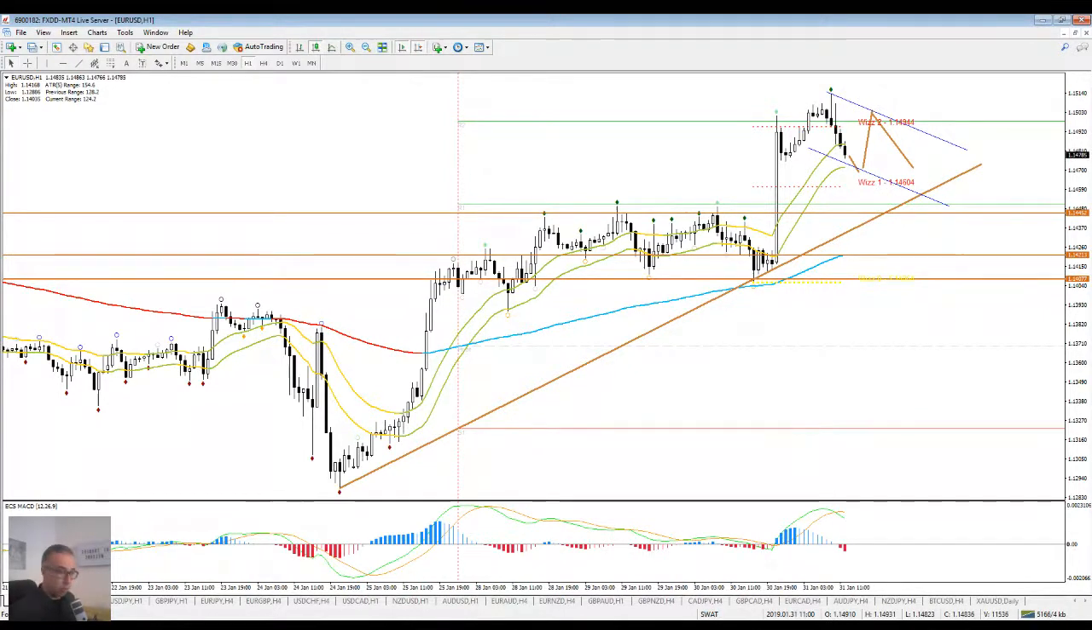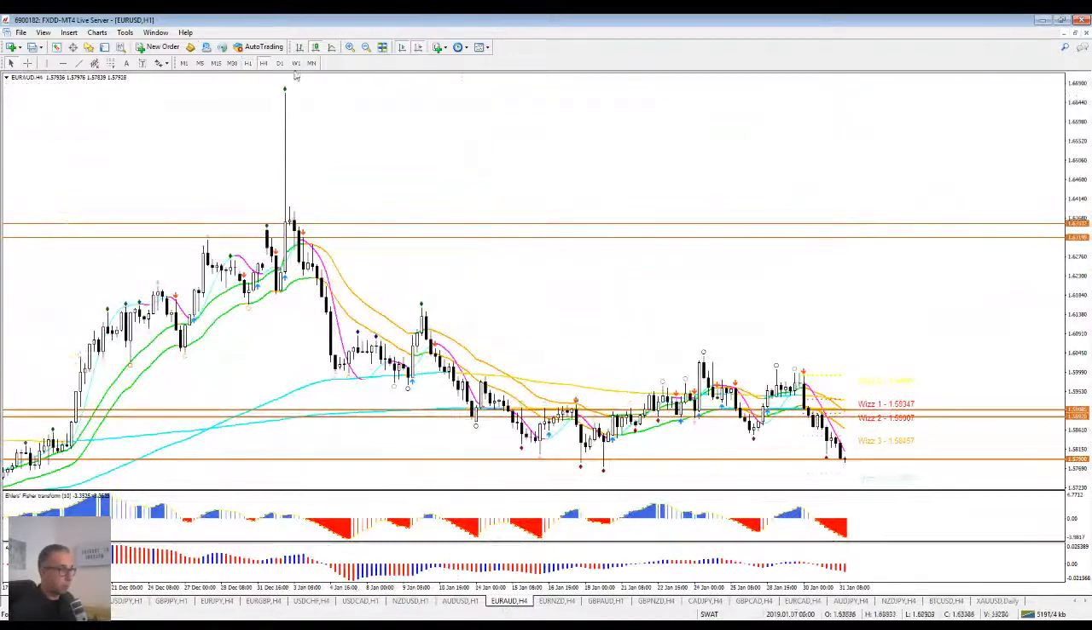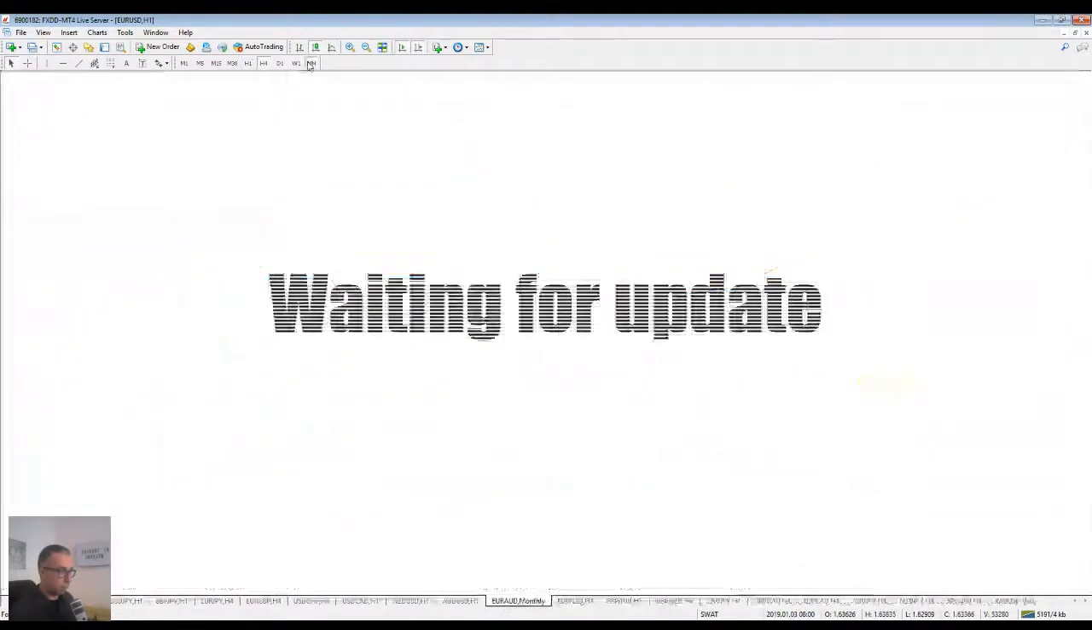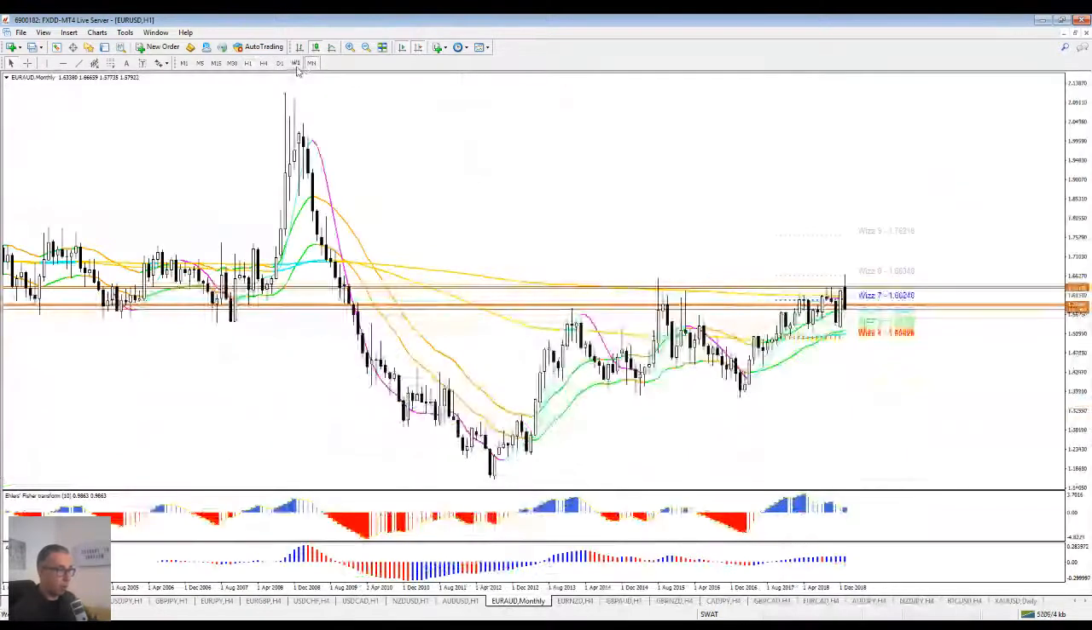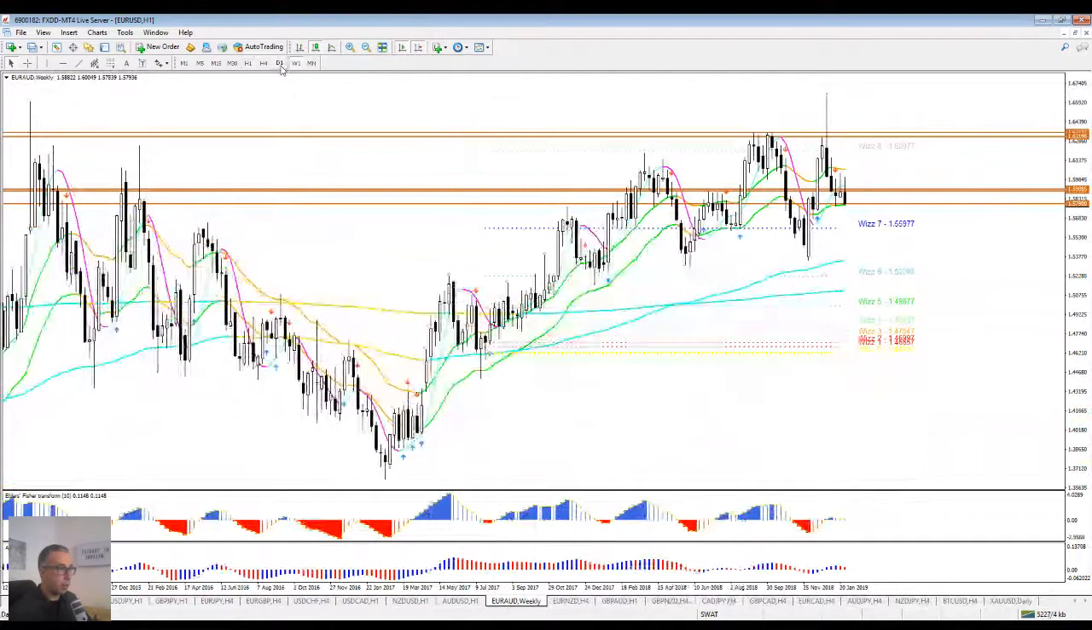Oh, there's one more request here. Take a look at Euro Yen. Let's take a look. A very strong reaction at the double top at the moment on the monthly chart, weekly chart. Looks like a good continuation lower indeed. I agree.